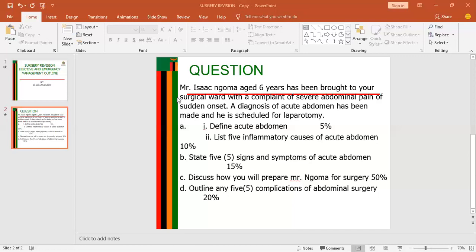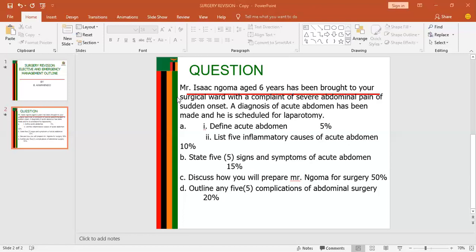Afterwards, you go to consent form signing. Here you say, I will give the patient or his relatives the consent form to sign so as to legalize the surgical procedure or operation. So once the patient has agreed that the surgery should be performed, you say, I will provide the consent form either to the patient or the next of kin for them to sign.